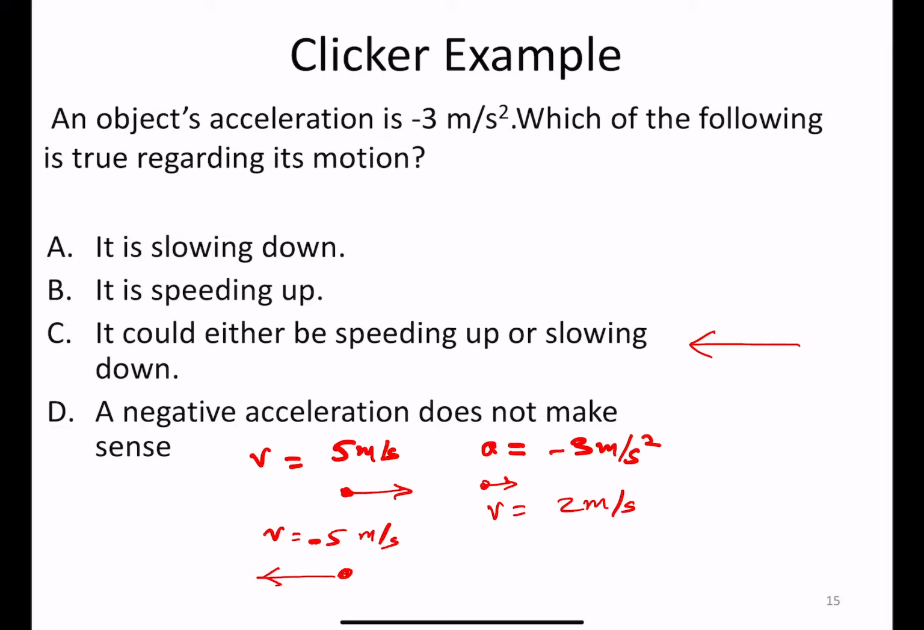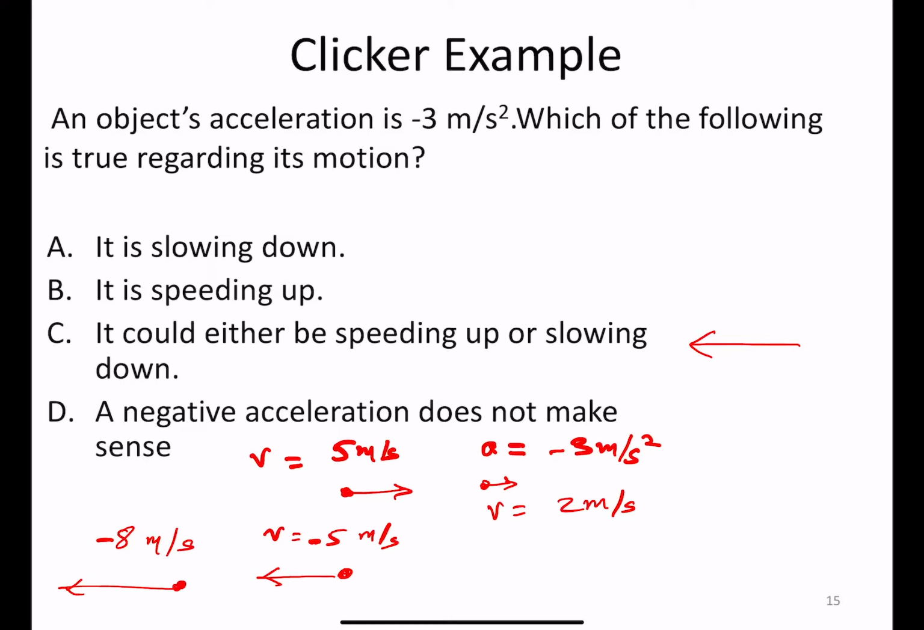Same speed, but pointed in the opposite direction. So the velocity is minus 5 meters per second. What would its velocity be 1 second later? So the change is minus 3. So 1 second later, it would actually be moving at a much faster speed of minus 8 meters per second.